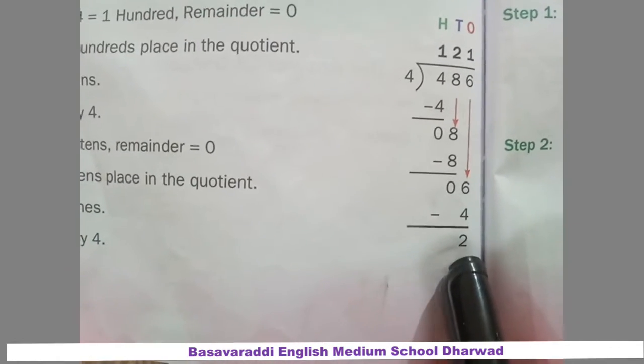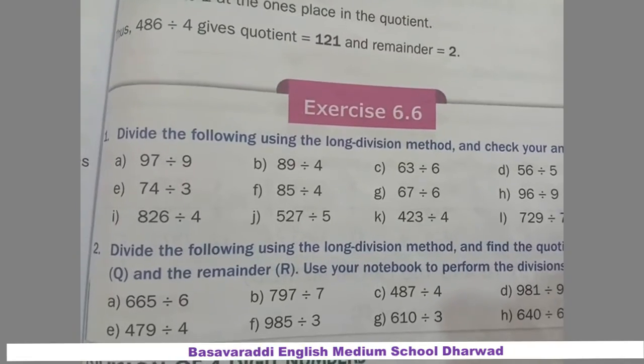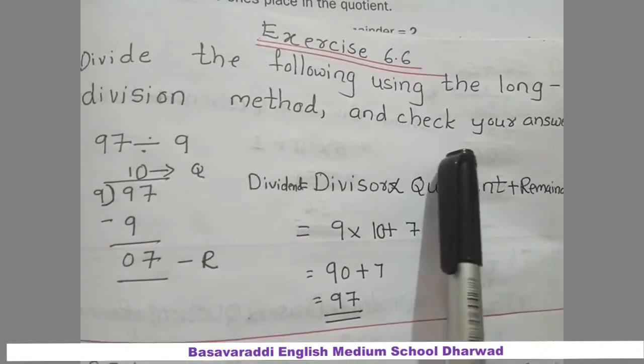2 is the remainder. Okay, let us see the exercise part. Exercise 6.6: the first one and second one we will see here in the notebook. In the first one, they are telling us to check your answer.